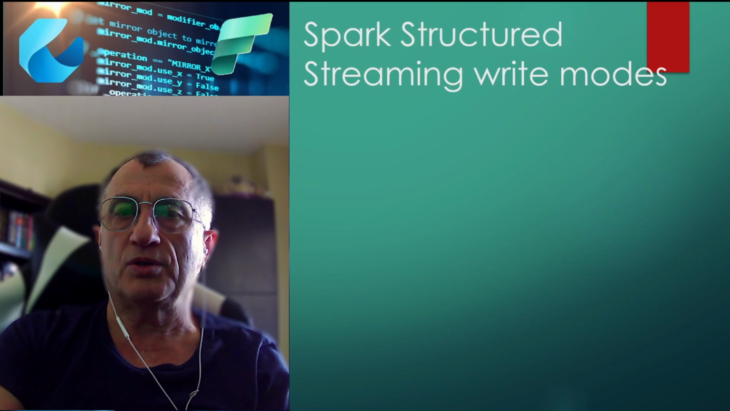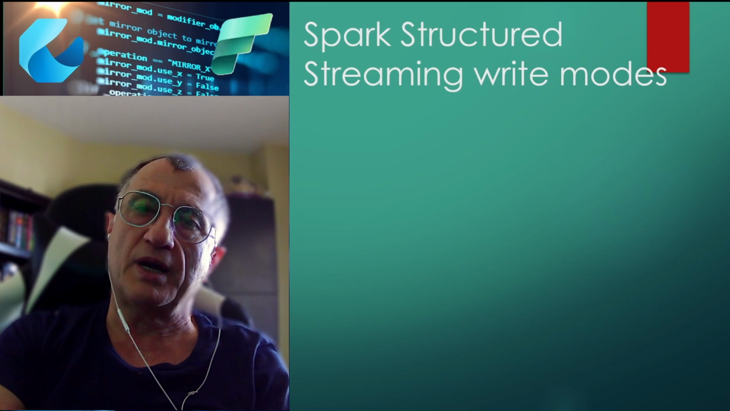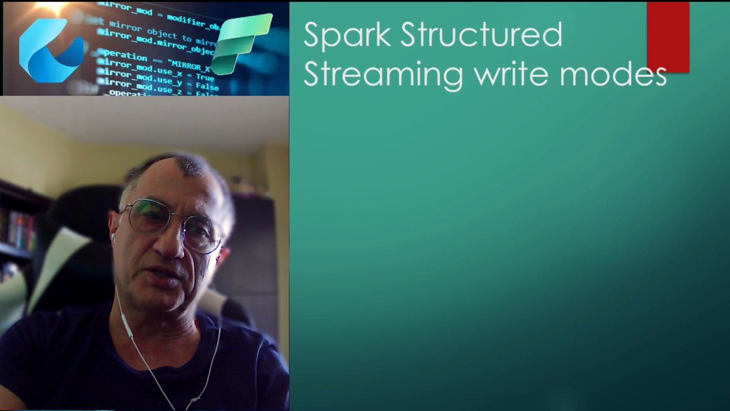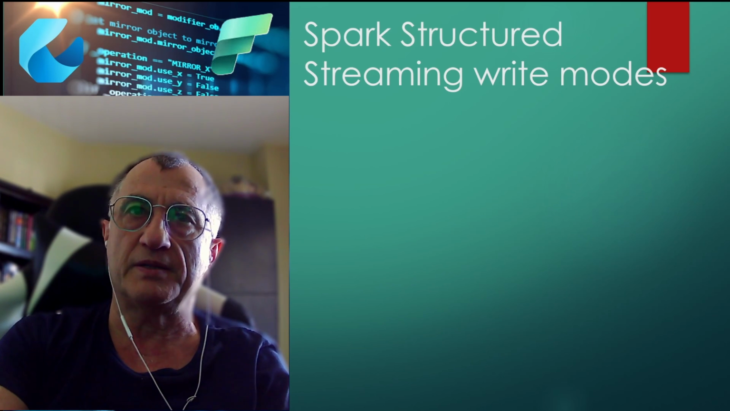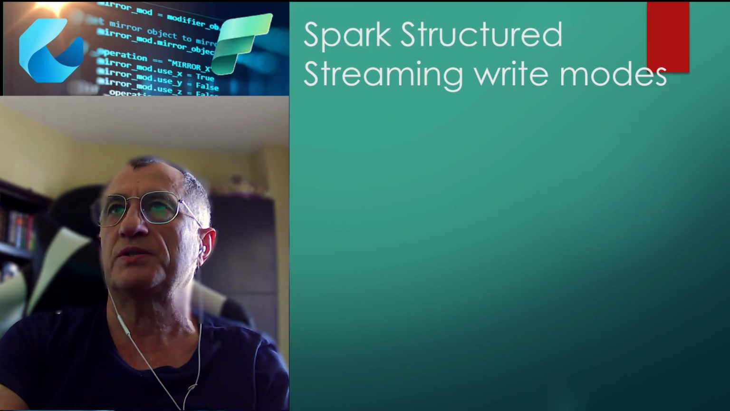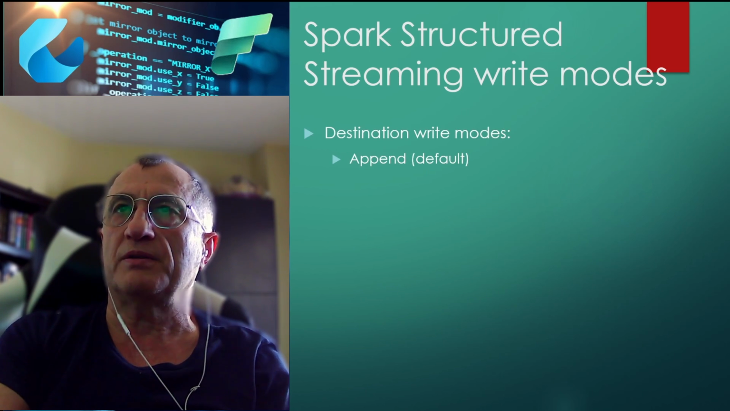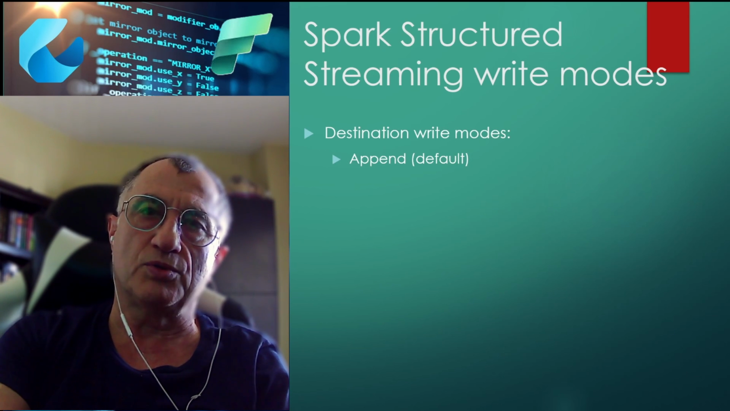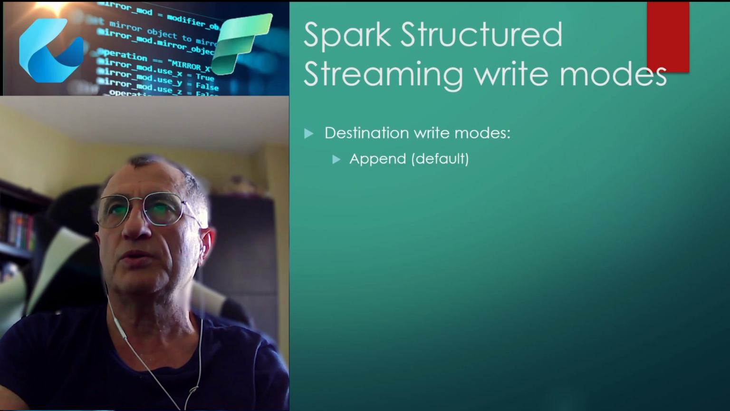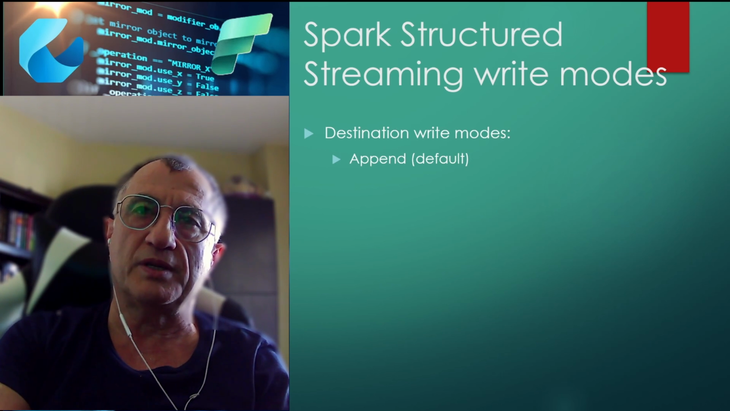So let's talk about write methods to destinations. When you write data in Spark structured streaming, you have to specify a write mode. That can be one of three methods. You can use append, which is the default, so it will be used even if you don't specify any mode. That assumes that your source data is not being changed, so all you have is just new rows.